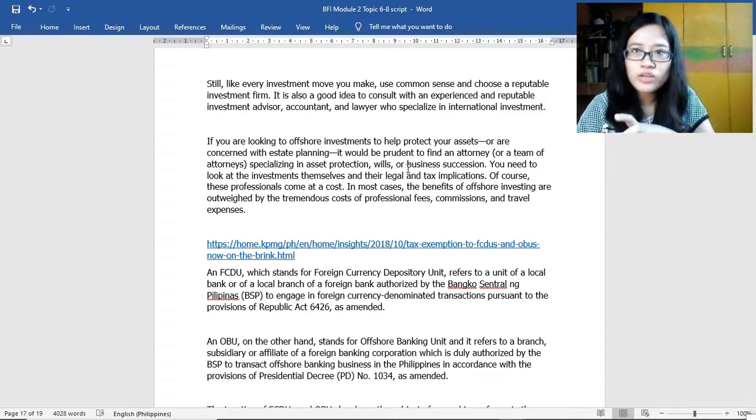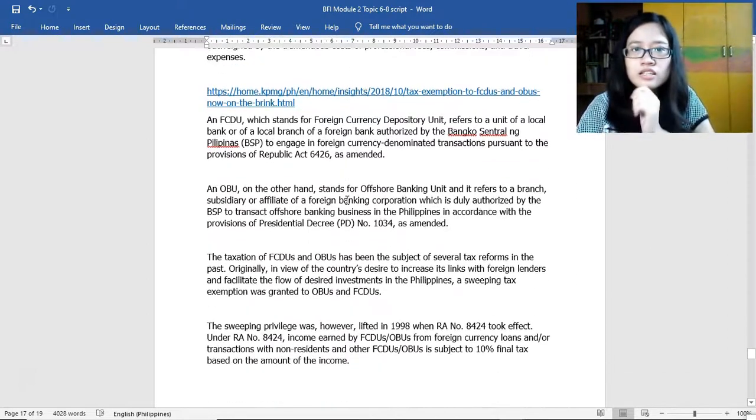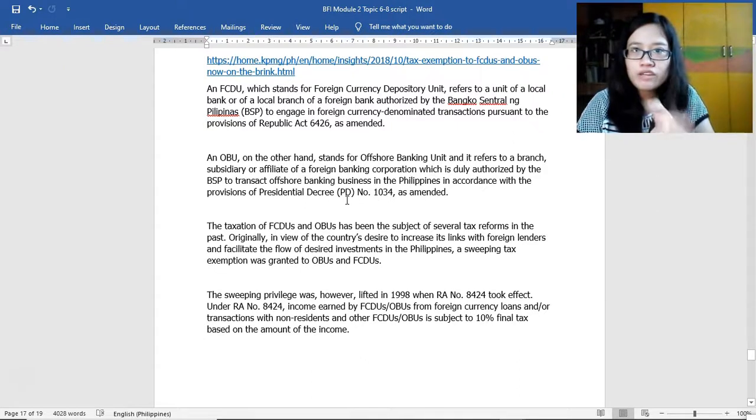If this is going to involve a large sum of money, do it through a lawyer. You need to look at the investments themselves and their legal and tax implications. Of course, these professionals come at a cost. In most cases, the benefits of offshore investing are outweighed by the tremendous cost of professional fees, commissions, and travel expenses. Okay, and then we have another article here from KPMG.